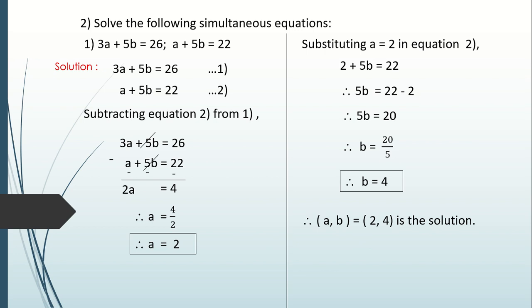Now this method is going to remain the same throughout to solve simultaneous equations, and this method is called the method of elimination, because we are eliminating one of the two variables.